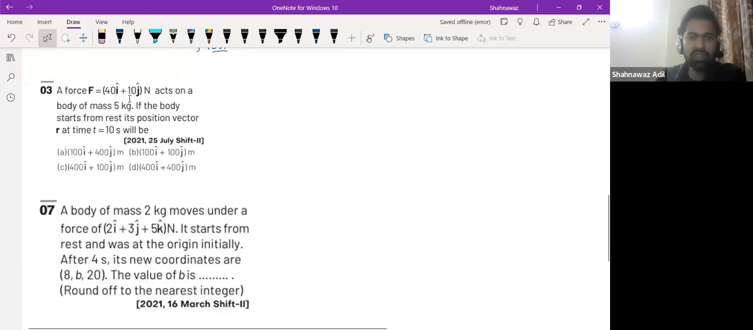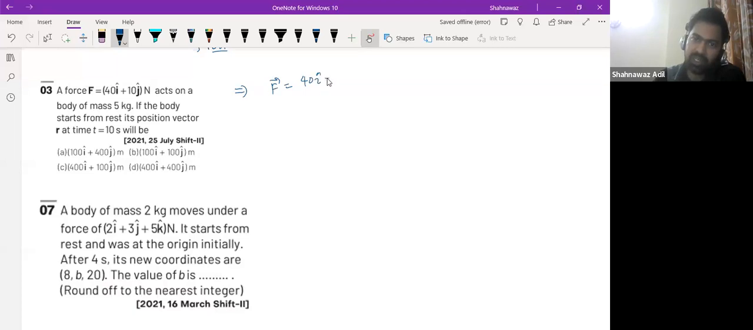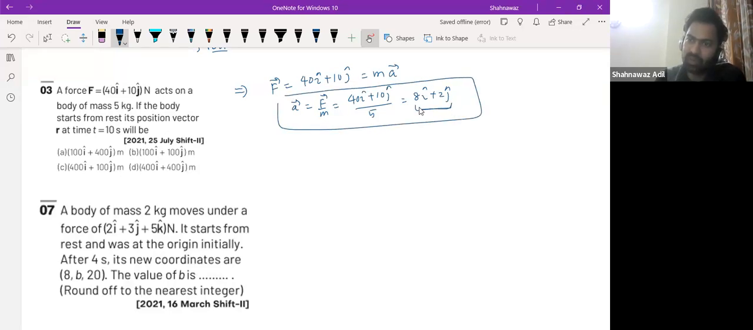So then we can apply the equations of motion, right? Because the force is uniform, the acceleration would be uniform, and then we can apply the equations of motion. So let me quickly do this problem, and then I will give you this question. F is given, which is 40I plus 10J, and this is mass into acceleration. So acceleration is F by M, which is simply 40I plus 10J divided by 5. So this is 8I plus 2J. This is your acceleration, and you can see that it is also uniform, not depending on time or XYZ space. So you can apply the equation of motion, and you have to find the position vector.